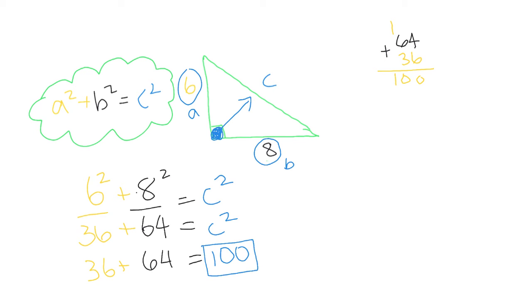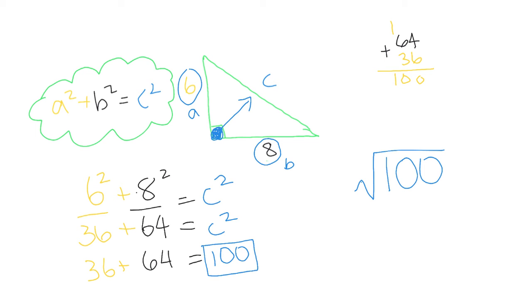And now you might be thinking, this side is equal to 100, isn't it? But that's not the case, because we solved for C squared, not C. To find C, you need to take the square root of 100. And so, what number times itself is equal to 100?